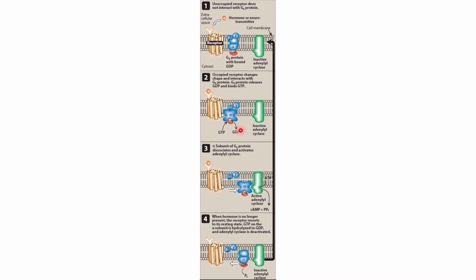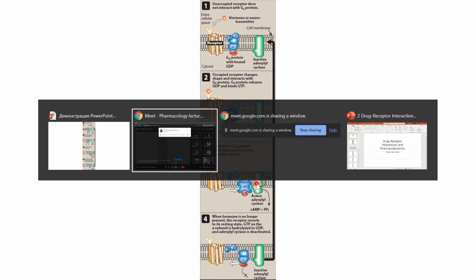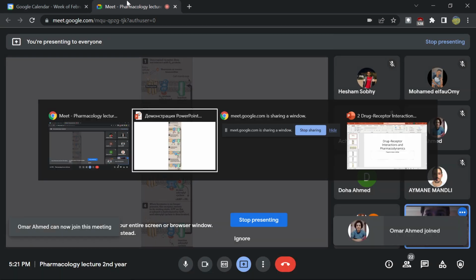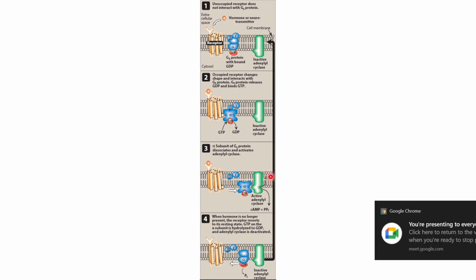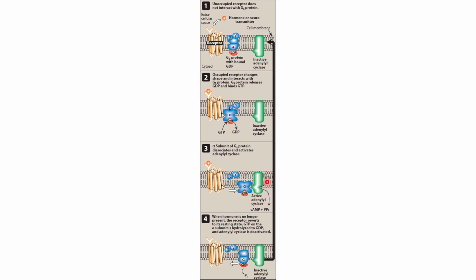after that the conformational change in the G protein will occur, and that will activate adenylate cyclase. So adenylate cyclase is an enzyme that will synthesize the cyclic adenosine monophosphate from ATP, and then usually the increase in the cyclic adenosine monophosphate will lead to the relaxation of the muscle. So this is the way of the activation of the G protein.